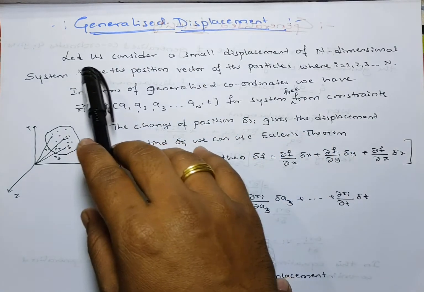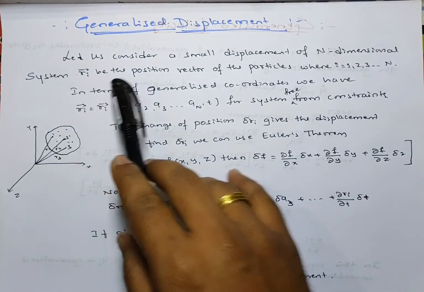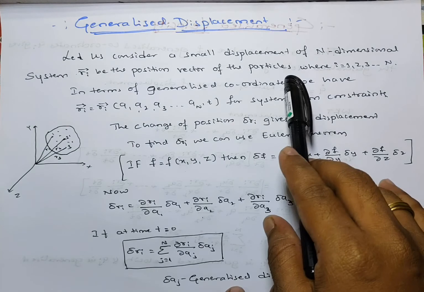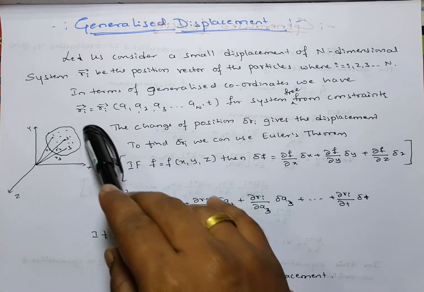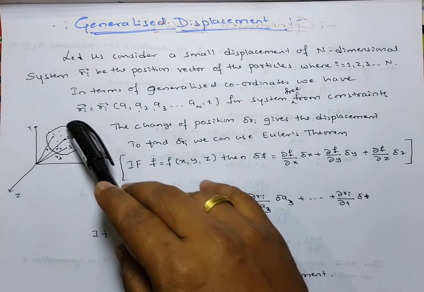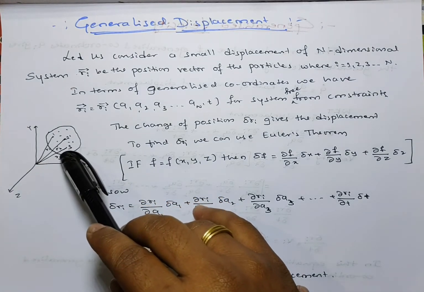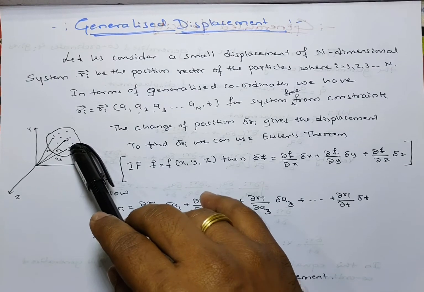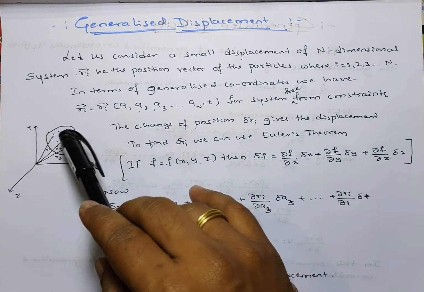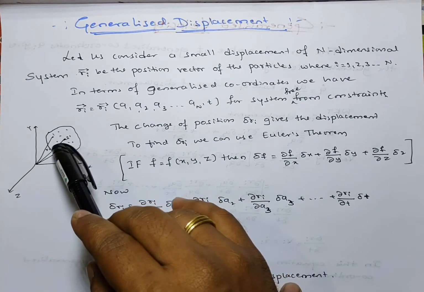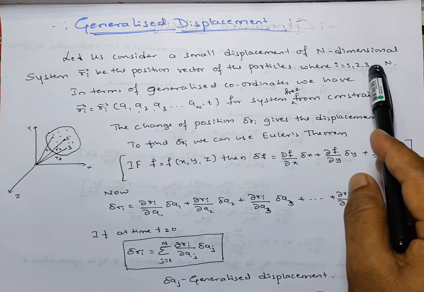Let us consider a small displacement of an n-dimensional system, and let ri be the position vector of the particle, where i is 1, 2, 3 and so on up to n. For example, consider a system that consists of n particles, and the position vector of each particle is r1, r2, r3 and so on up to rn, right? Here ri is the position vector of the ith particle, where i is 1, 2, 3 and so on up to n.